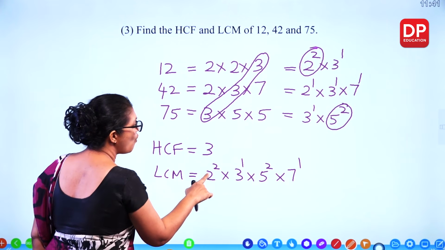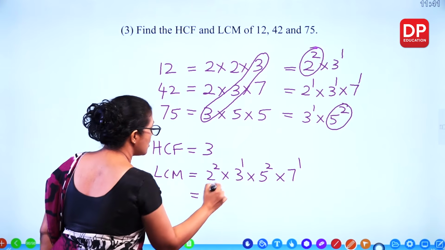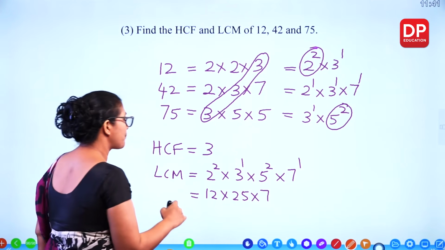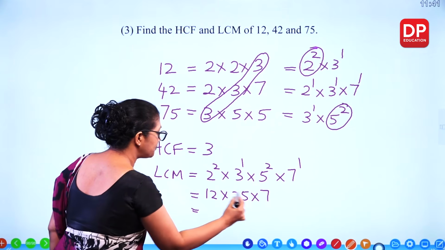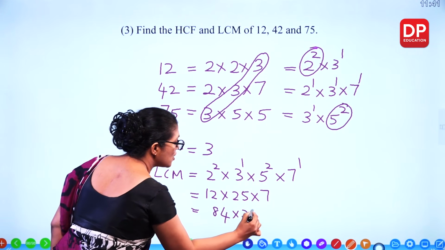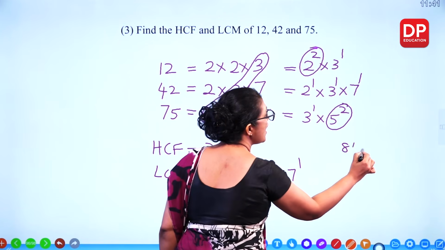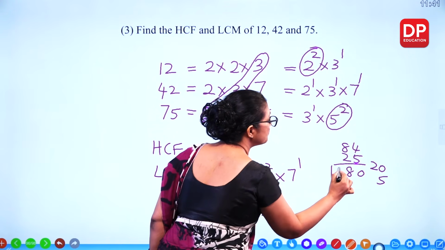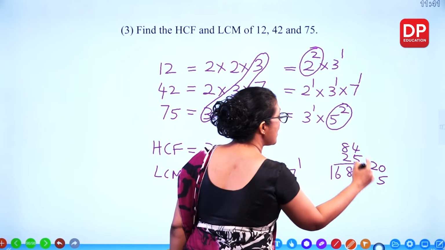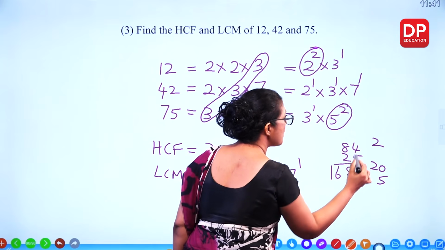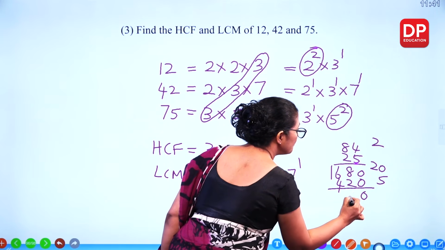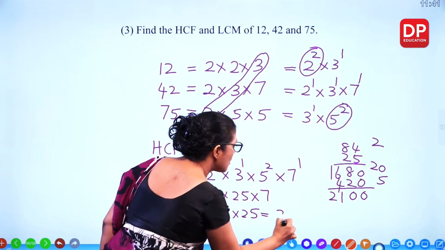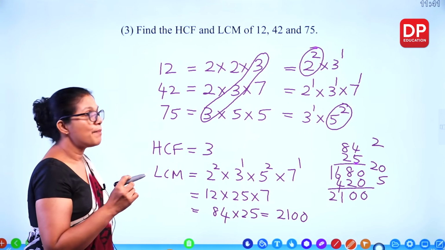Now multiply. 4 times 3, 12. 5 times 5, 25 and 7. So 12 times 7, we'll multiply these two. 84 times 25. What's 84 times 25? 20 and 5. 5 times 4, 20. 5 times 8, 40, plus 2, 42. 2,100 is the lowest common multiple.